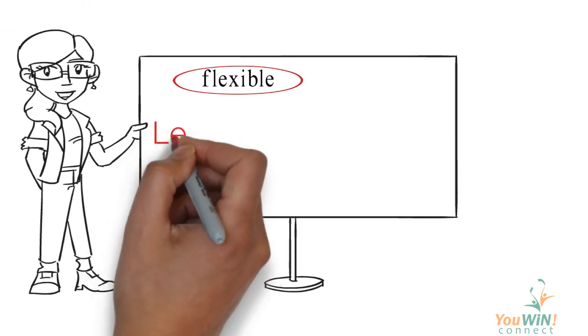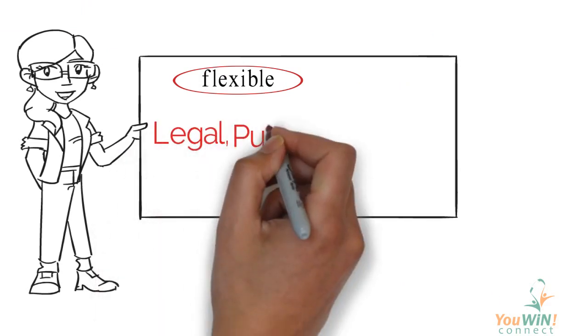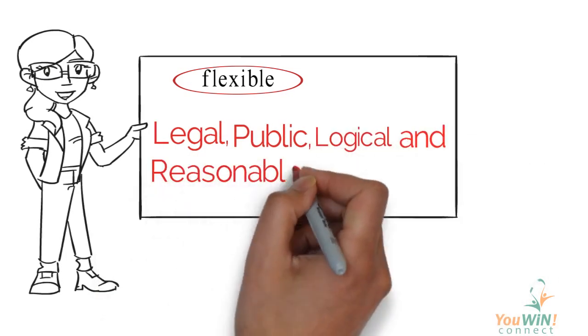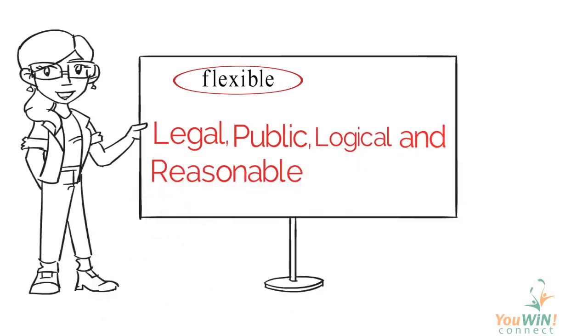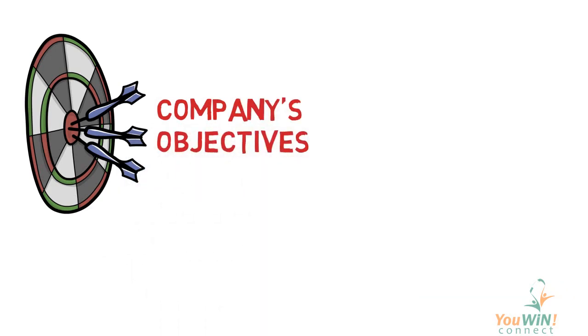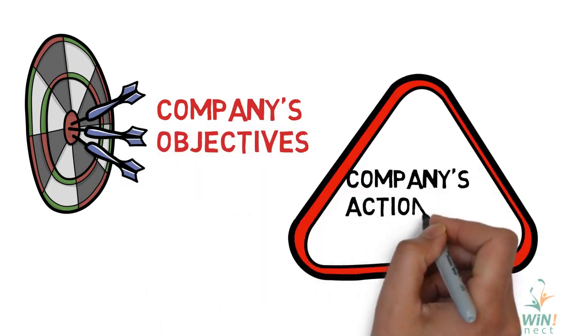HR policies should be legal, public, logical, and reasonable. So, for instance, if the statutory maternity leave is 3 months, your policy should be compliant and reflect this. HR policies should be based on the company's objectives and realized through the company's action plan.